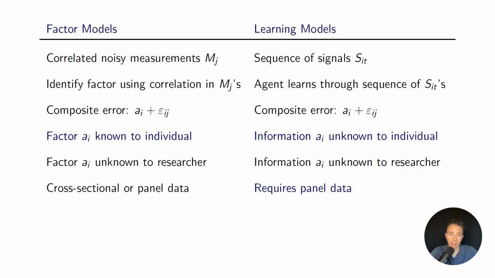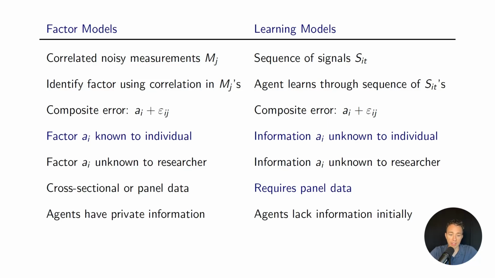Another critical feature, which I've already touched on a little bit, is that in factor models, as long as we have enough measurements, we could have a cross-sectional model, and we wouldn't need anything repeated over time. As we talked about toward the end of that factor model mini-series, there are situations where we can think of repeated measurements over time as being additional measurements in the measurement system. But in learning models, we have to have the time element because the individual can't get multiple signals simultaneously. So learning models have to use panel data. Factor models we could do in cross-sectional or panel data.